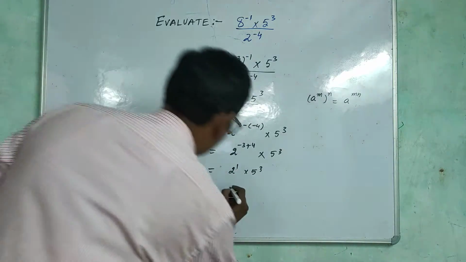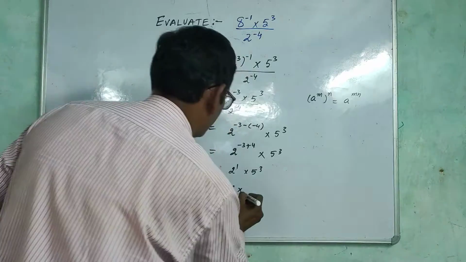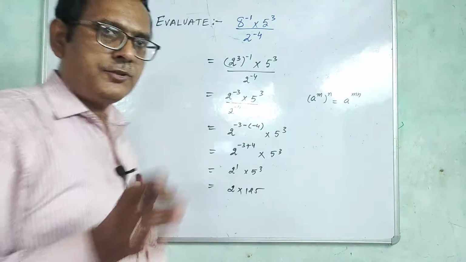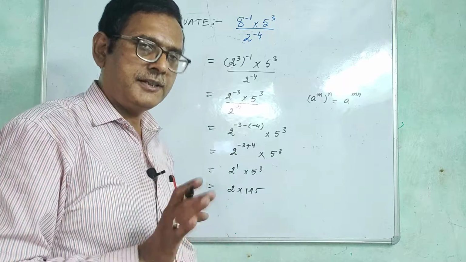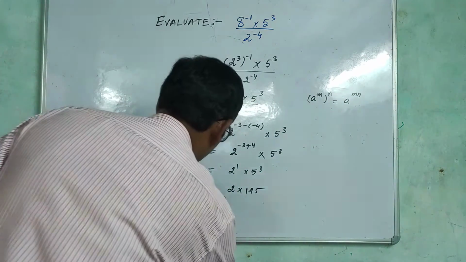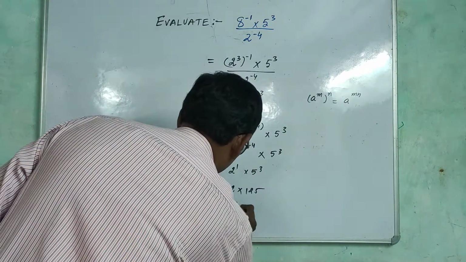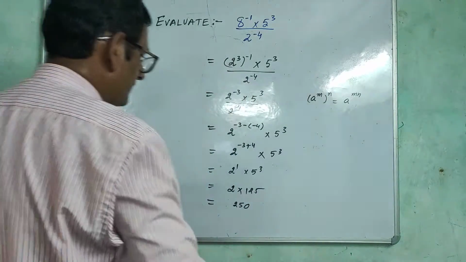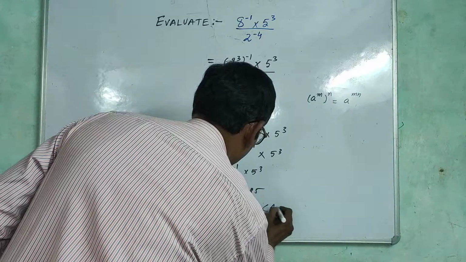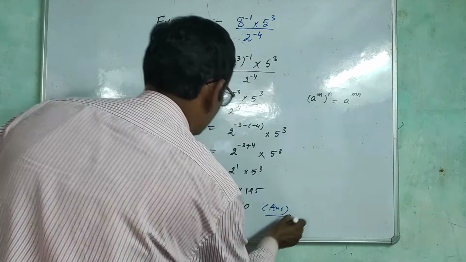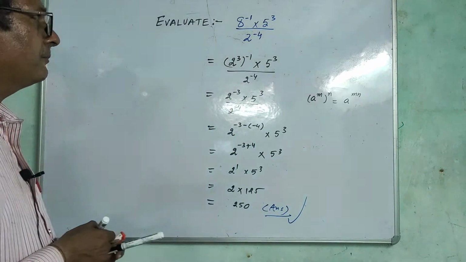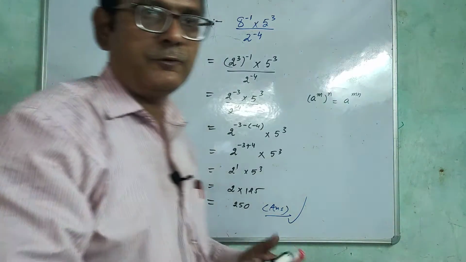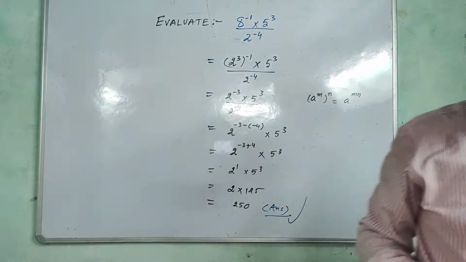Now 2 to the power of 1 is same as 2, and 5 to the power of 3 is 125. 5 into 5 into 5, if we do, it is 125. So if we multiply, finally we get the answer 250. So 250 is our simplified evaluated value of 8 to the power of minus 1 into 5 to the power of 3 whole upon 2 to the power of minus 4. Hope you people have understood this.